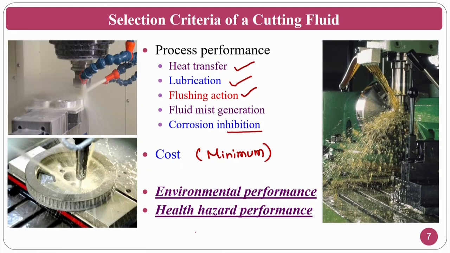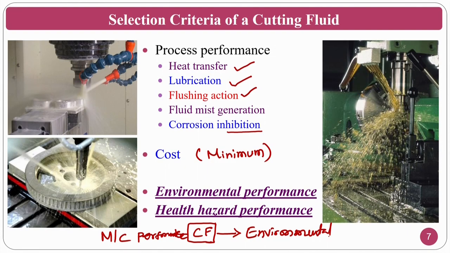For a cutting fluid, if I want to use it in my company, mechanical performance is important. However, the environmental aspects, the health hazards and emissions caused when I use these cutting fluids, should also have equal importance. So a cutting fluid should have both: mechanical performance, and environmental performance, meaning it should be environmentally good. These two things should be equally important for a cutting fluid or a machining fluid.